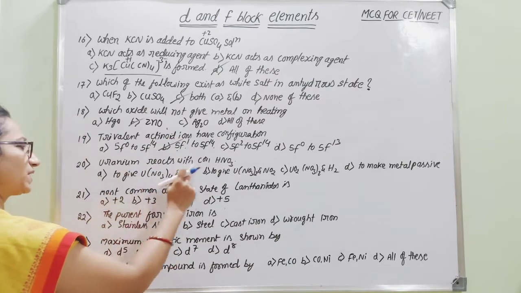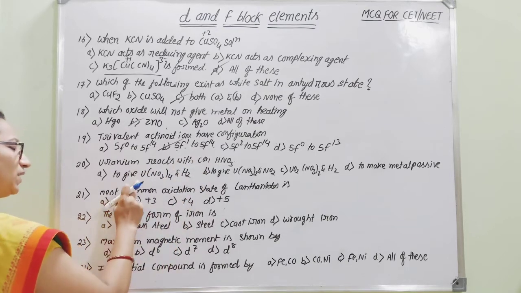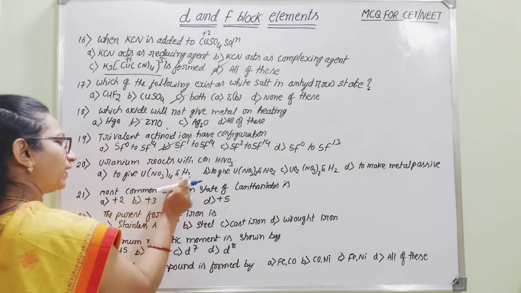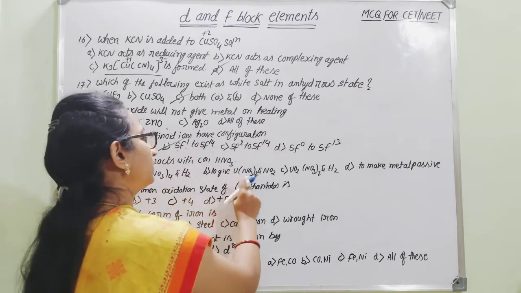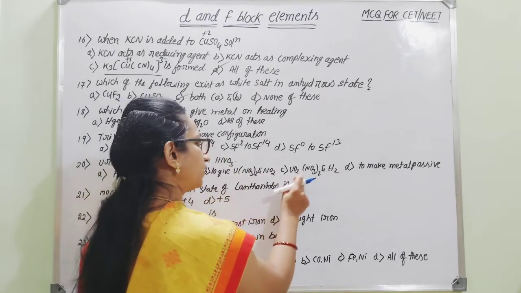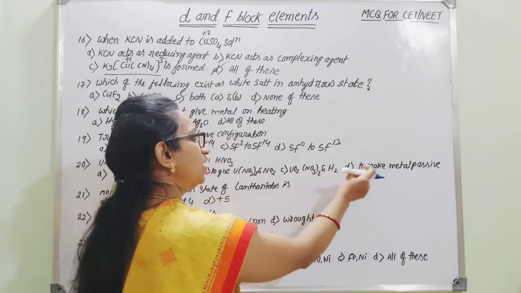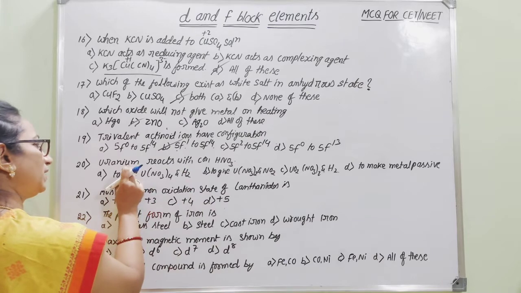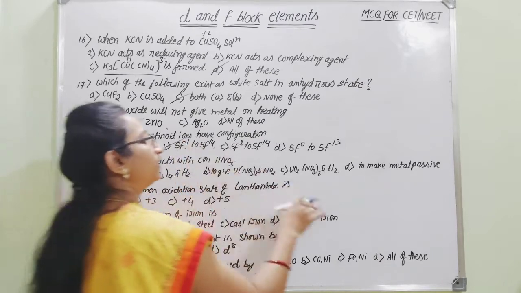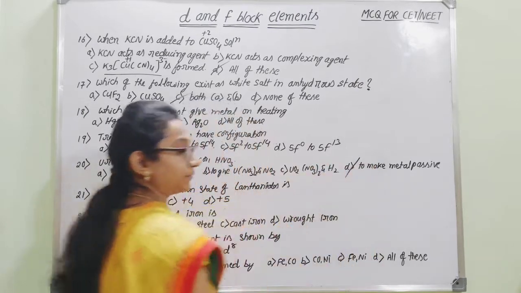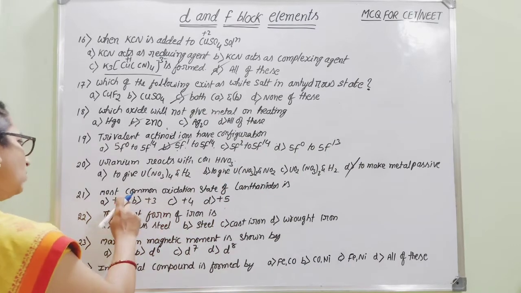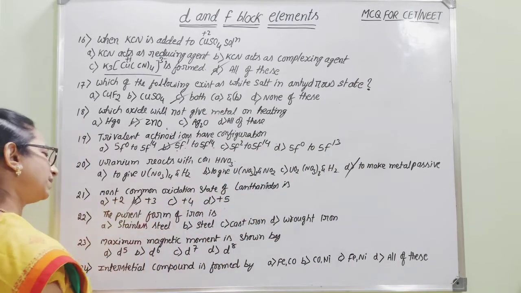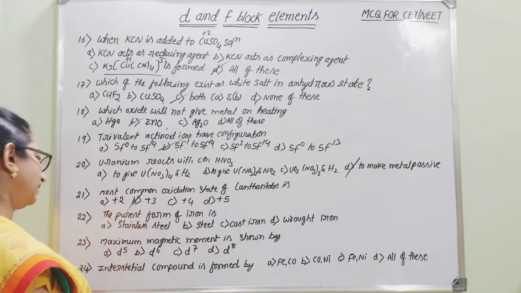Next, uranium reacts with concentrated HNO3 to give UO2(NO3)2 and NO2, or UO2(NO3)2 and H2, and it makes the metal passive. Of course, when it reacts with HNO3, it makes the metal passive. Next, the most common oxidation state of lanthanides is +3. Option B is the right answer.